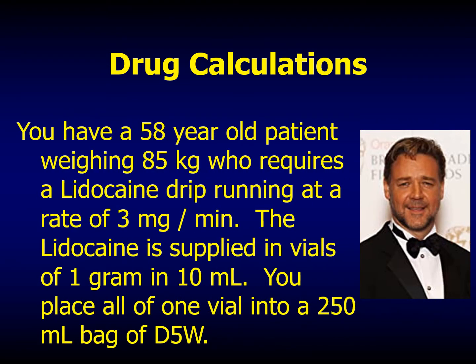Ah, Mr. Crow, who we saw earlier in this presentation. You have here a 58-year-old male weighing 85 kilos who requires a lidocaine drip running at a rate of 3 milligrams per minute. This time, the lidocaine is supplied in vials of 1 gram in 10 mils. And you place all of 1 vial into a 250 ml bag. And again, best practice would suggest if there's 10 mils in this drug, you withdraw 10 mils out of your IV bag, so your total volume will again still be 250.